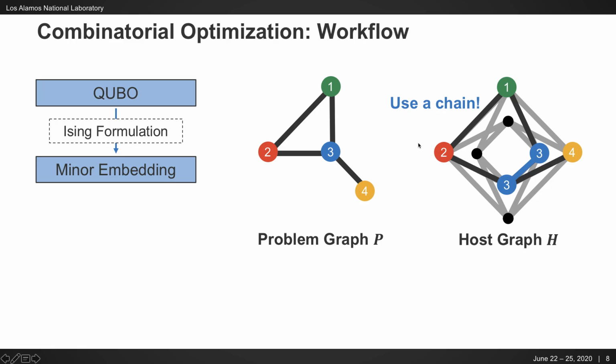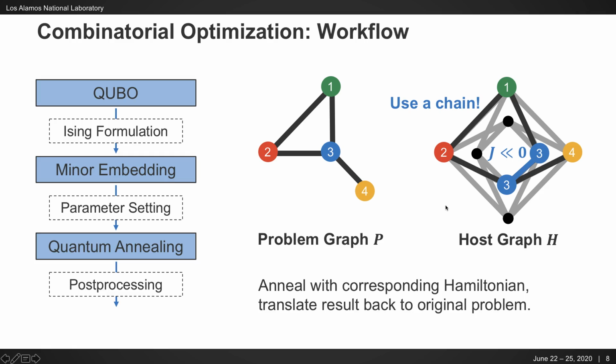So this procedure is called finding a minor embedding. And then we need to set parameters accordingly. We need to adapt the local fields, and we need the ferromagnetic coupling here to push these qubits into taking the same value when we run the annealing. Then after we've adjusted all of this, we anneal with the corresponding Hamiltonian, get a result, and have to translate this back to the original problem to get a solution.